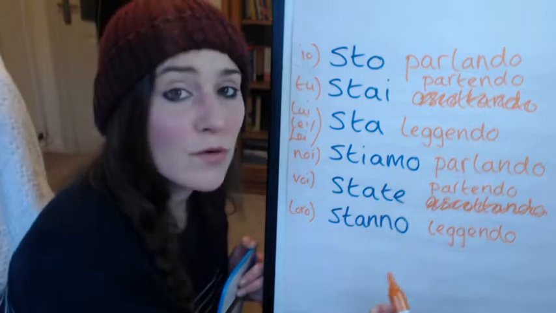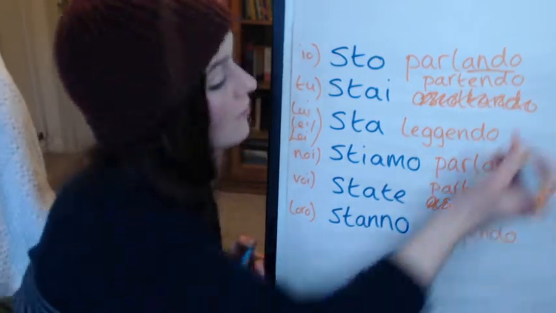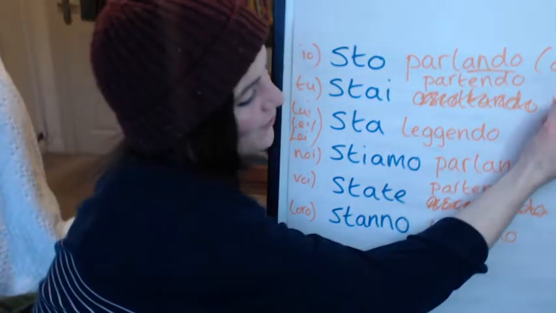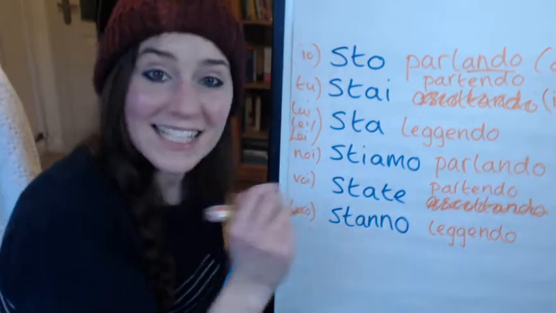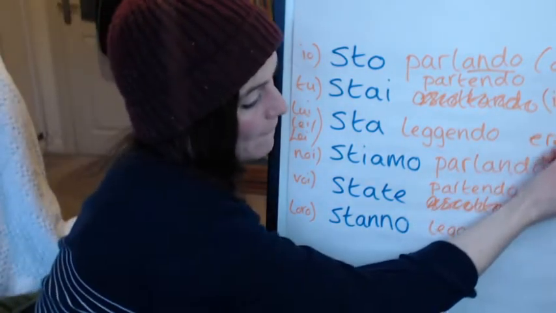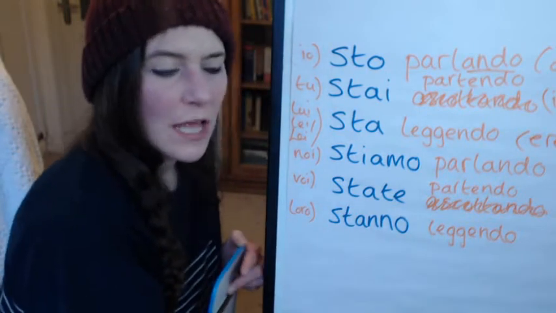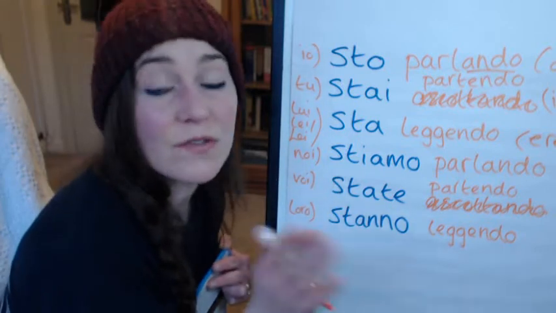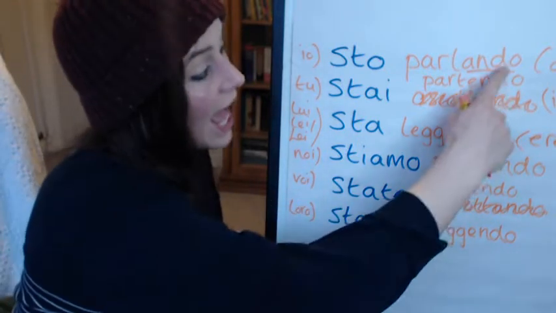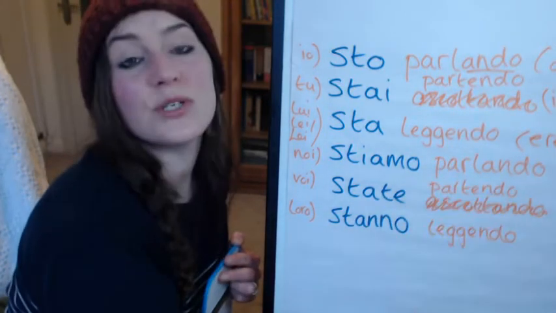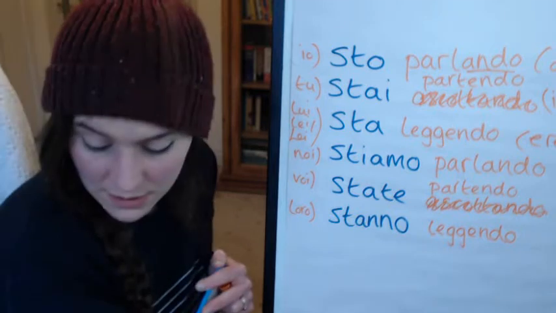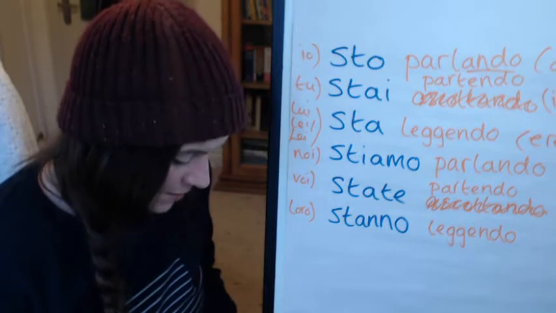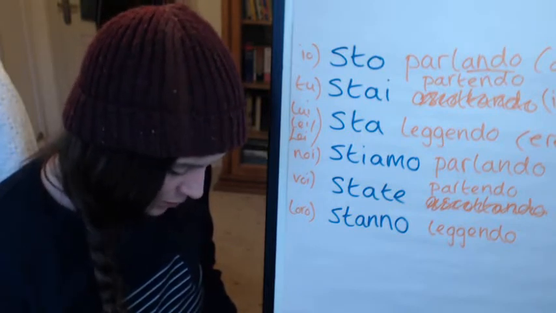And these are how the gerund forms are produced. Ando, for an ARE verb. Endo, for an IRE verb. And endo again, for an ERE verb. So really you just have to remember to chop the ARE, ERE, or IRE ending. Just chop the ending off the verb and add ando or endo to the verb stem. So let's think of a few verbs, ARE verbs. So here's a few. Ascoltare, guardare. These are just the simple, most common ones.